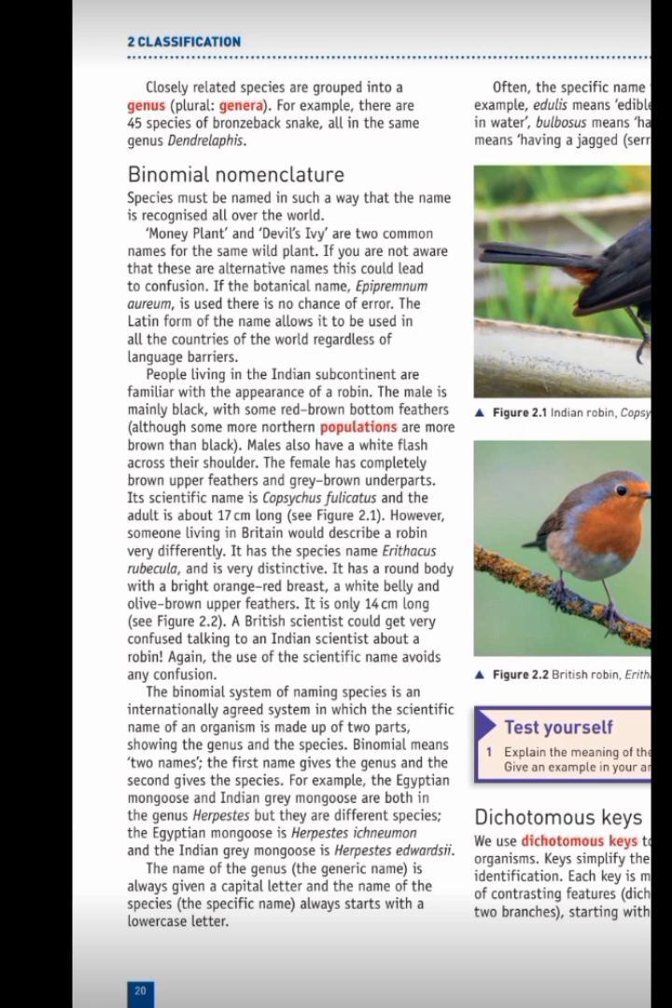Now look at the example of the robins. In India, the Indian robin is known as Saxicoloides fulicatus, and in Britain, the robin is called Erithacus rubecula. Although both are called robins in common names, they are actually different species. So if the scientists use the common names, they may get confused, but if they use scientific names, they don't get confused, and they quickly know which robin, or which species of the robin, they are going to discuss. So scientific names are very important.